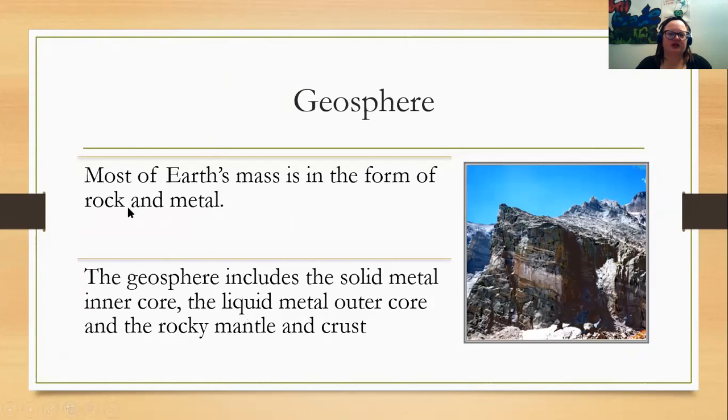The geosphere. Most of Earth's mass is in the form of rock and metal. The geosphere includes the solid metal inner core, the liquid metal outer core, and the rocky mantle and crust.